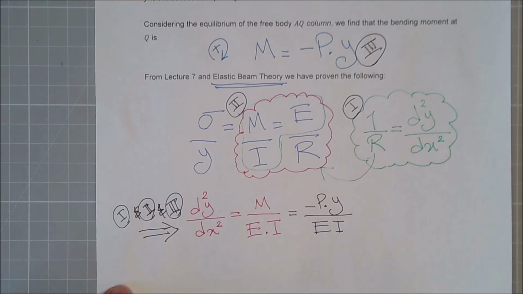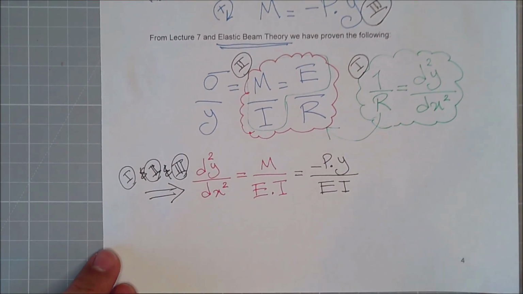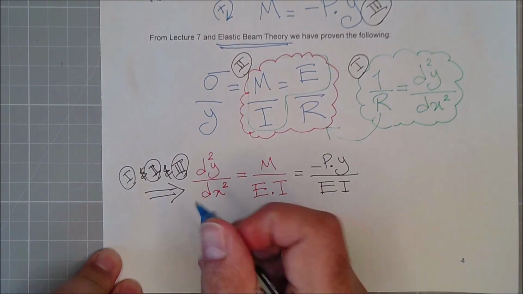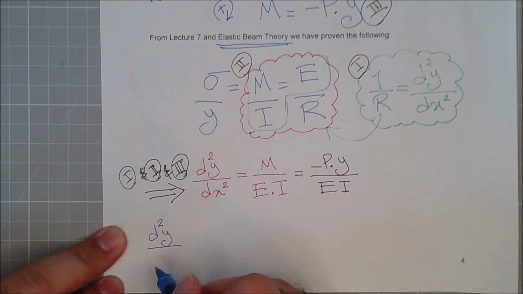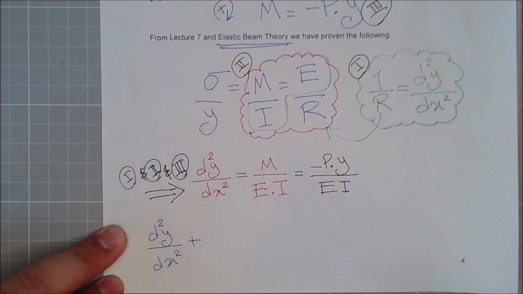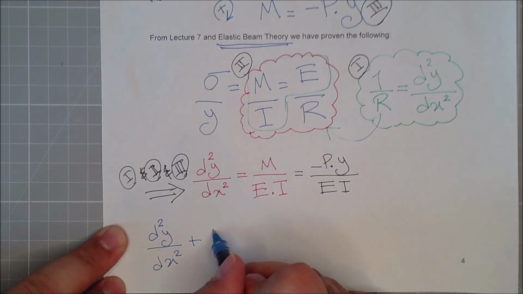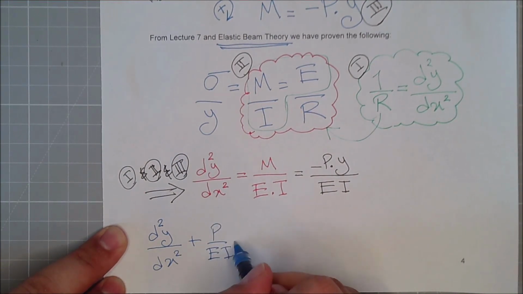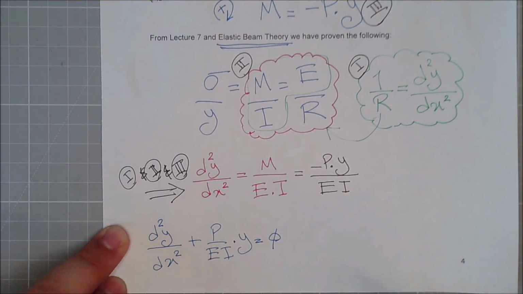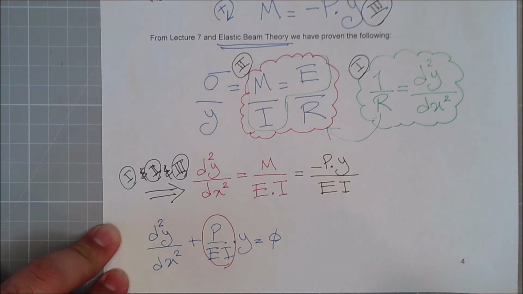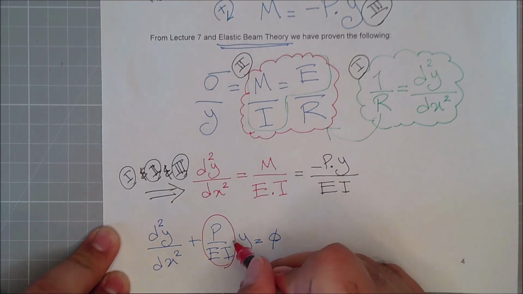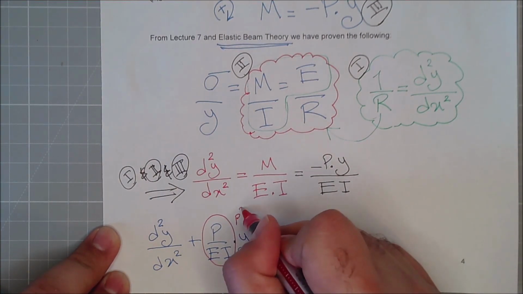There is a y here, there's a y here. So let's simplify this a little bit further as well. So I can write d²y over dx² plus, taking this to this side, P over EI y equals 0. To simplify it, remember this is capital P, which was the applied load. I will say the whole thing of this, I call it small p.